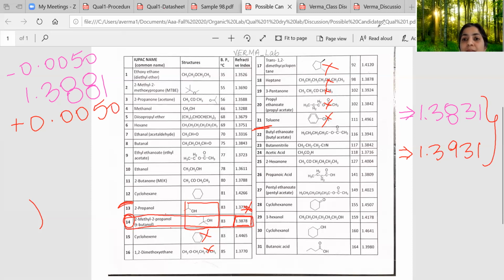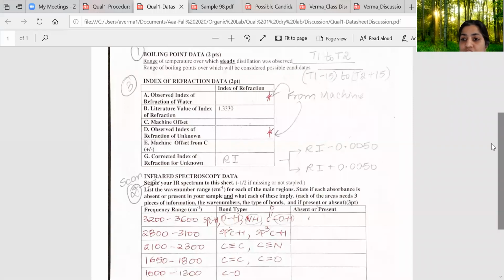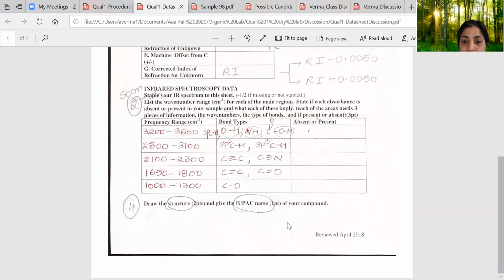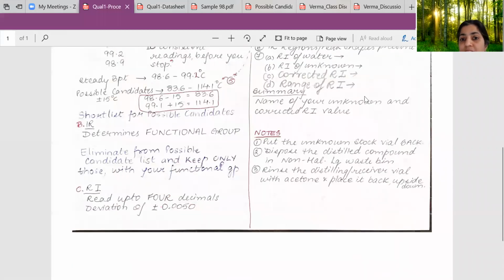And this is what I'm going to write on my data sheet as well. For my notebook, I just need to write the name of the compound and the corrected RI value of that particular compound, the range that you got.